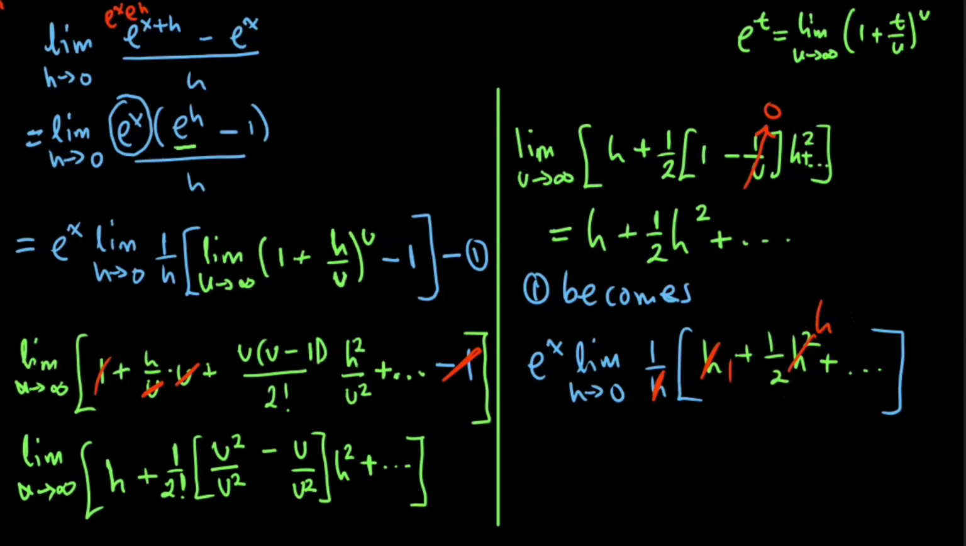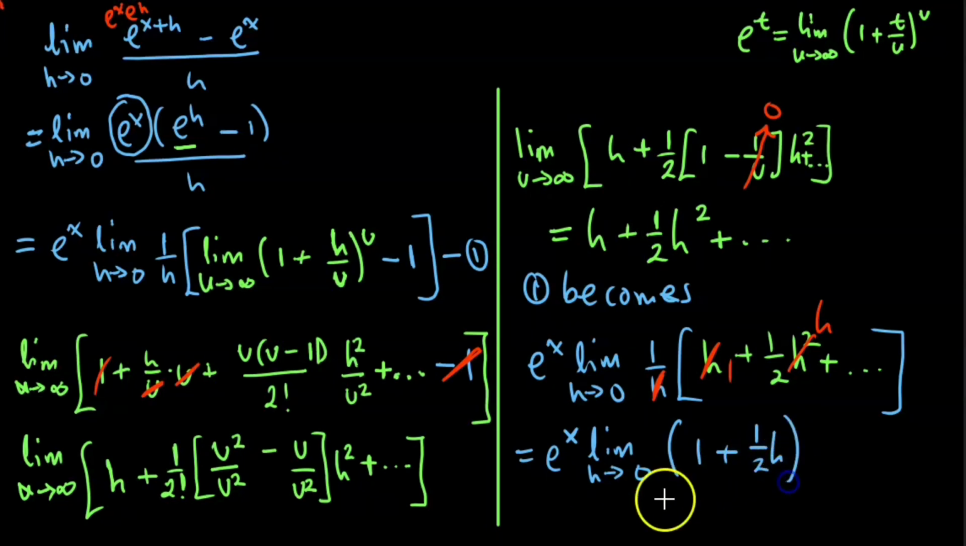So this becomes e raised to the power of x times the limit as h tends to 0 of, let me just write it out here, 1 plus, after this and that cancelled, plus 1 over 2 times h. Now what happens as h tends to 0? This term will be 0, leaving us with just 1. So the limit of 1 as h tends to 0 is just 1. 1 times e to the power of x is actually e raised to the power of x.